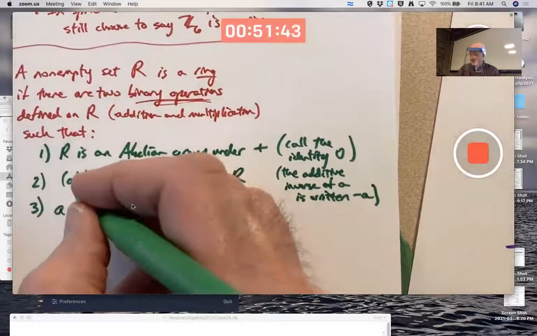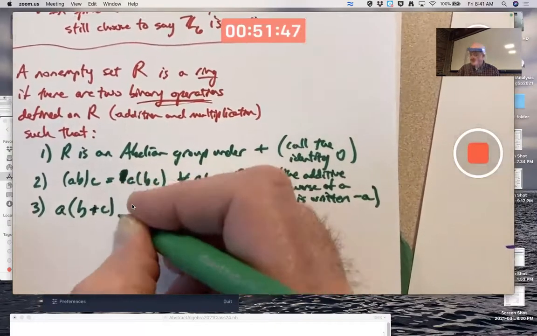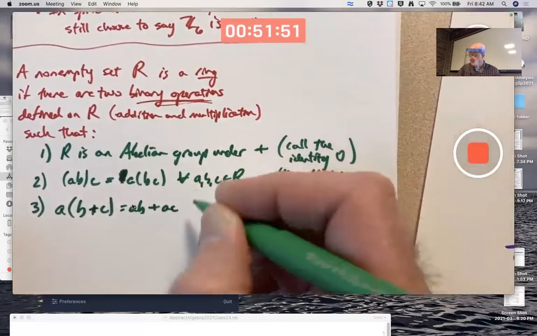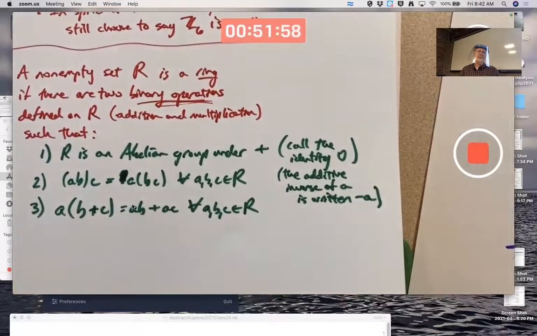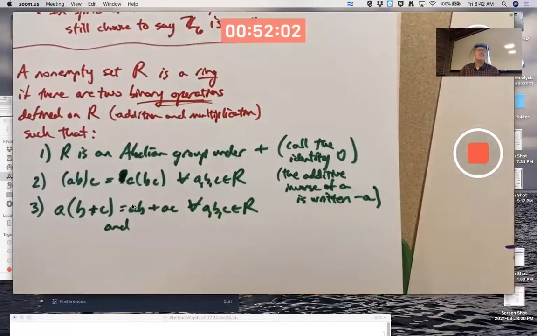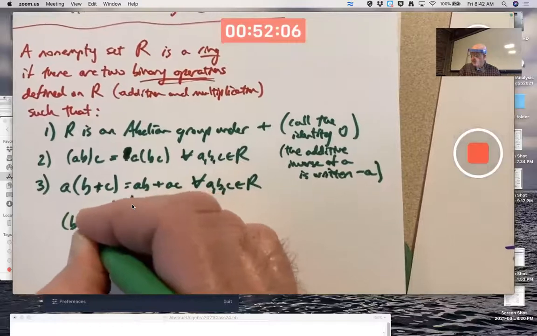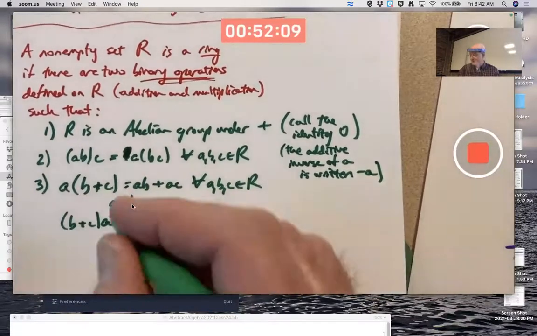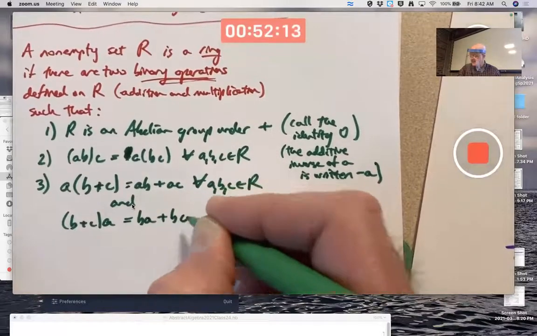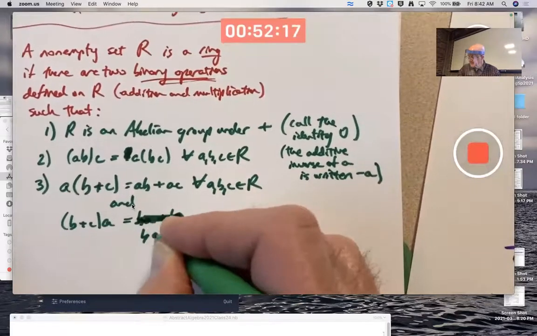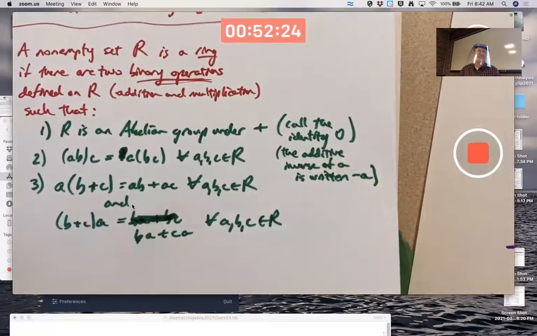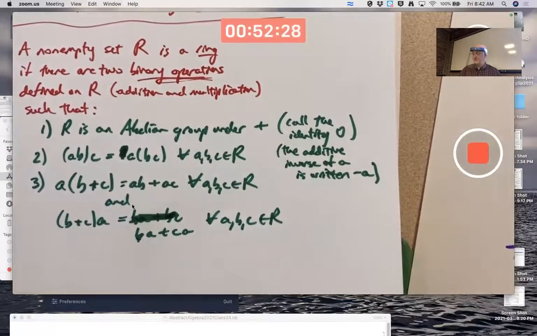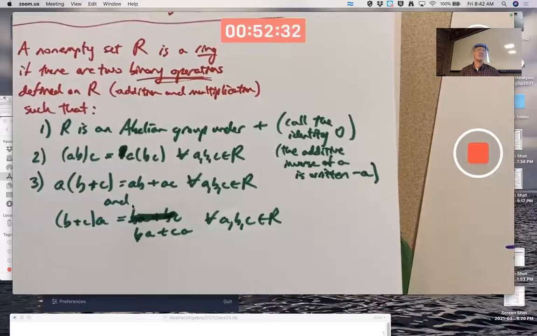Multiplication distributes over addition. A times (B plus C) is A times B plus A times C for all the ring elements A, B, C in R. And we really should say something else. (B plus C) times A, with the A on the right, right multiplication, also distributes, as B times A plus C times A. But because the ring is not necessarily commutative, these are two distinct properties. And that does it.